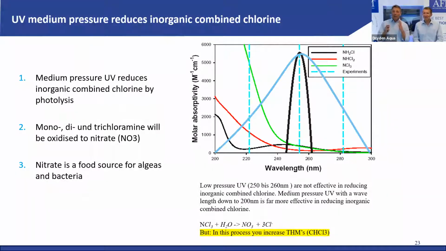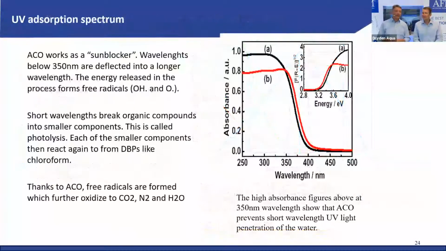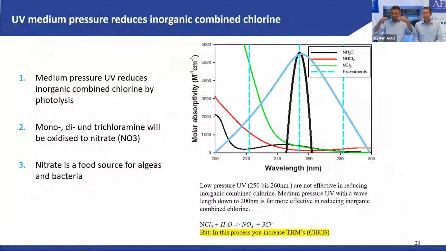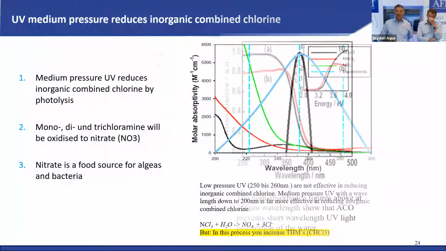The problem is really that you form these trihalomethanes, and this is what Philip explained. You have big molecules, and with this photolysis, you split them into smaller ones, and the smaller one is 1 carbon, 4 hydrogen, which is a methane, which forms trihalomethanes. And you will see it then in the case study that this is true.